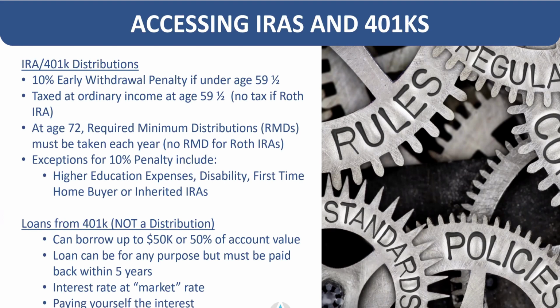Again, that is not available with IRA accounts, but it is for 401ks and solo 401ks. The IRS allows you to borrow up to $50,000 or 50% of the total account value, whichever is less. So if I have a $150,000 IRA or 401k, I can borrow up to 50 grand. The loan can be for any purpose, but you must pay that loan back within 5 years in full.